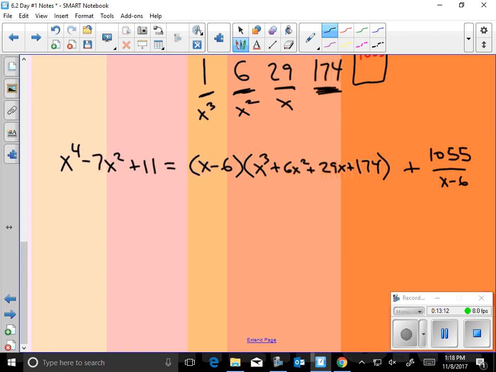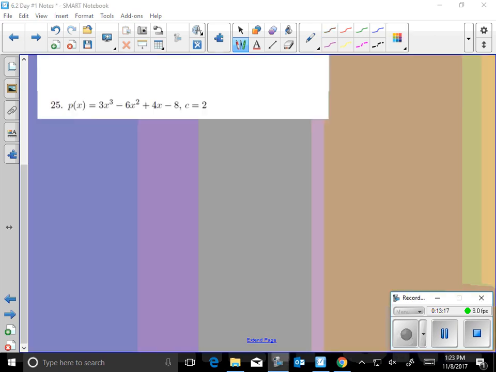Yeah, that's long division. Okay, so using the remainder theorem, if p of 2 equals 0, then we know that x minus 2 is a factor. So let's confirm it. Let's plug in 0. What's 3 times 0? 0. What's -6 times 0? 0. What's 4 times 0? 0. Minus 8. Is that equal to 0? No. So x minus 2 is not a factor.